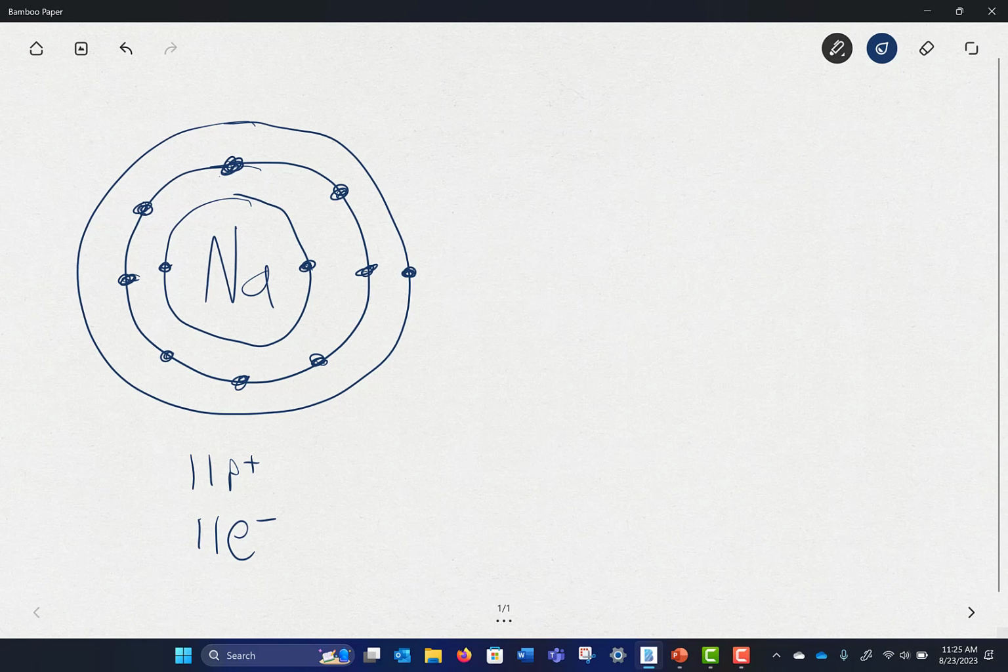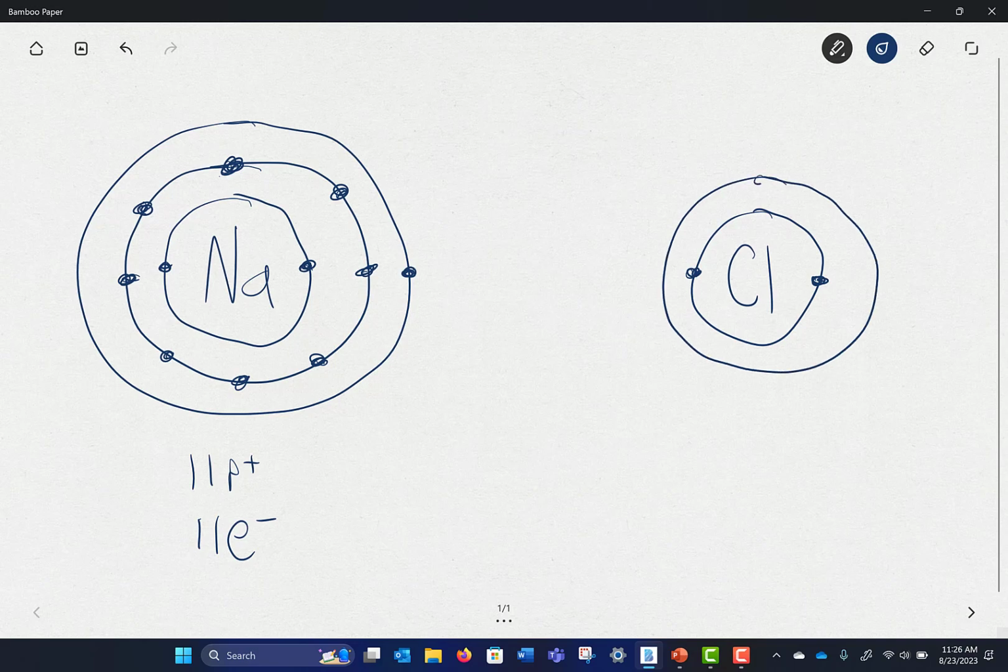Let's practice a little bit more. Let's draw chlorine. Chlorine, if we look on our periodic table, is atomic number 17. So you can pause the video and see if you can draw chlorine. I'm going to go ahead and draw it here on the right. Chlorine. If it's atomic number 17, it has 17 protons and 17 electrons.